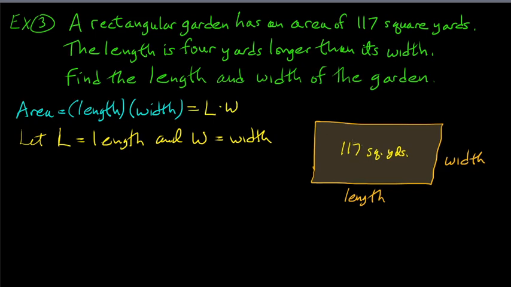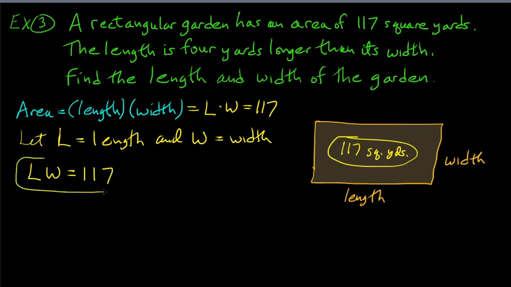But L times W, they tell us what the area is. It's just this 117. So L times W is 117. And that's an equation. The problem is, it's two variables. It's L and it's W. So trying to find either of these is going to be exceedingly difficult here.